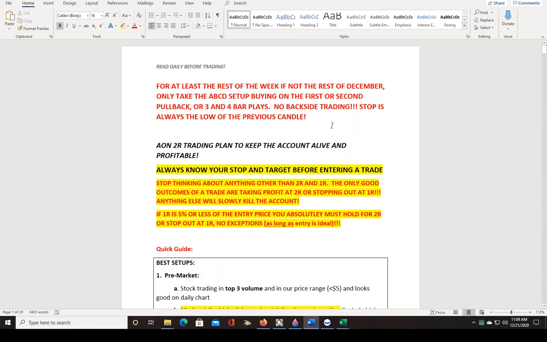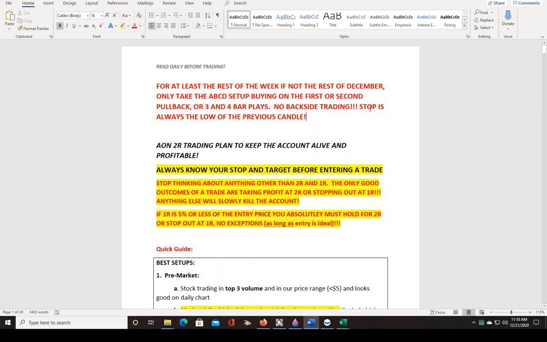And that's it. So if it's not the first or second pullback, I can't buy it. That'll keep me out of the overextended entries. And then for the 3 and 4 bar plays, I should probably add something like, coming out of consolidation or the beginning of a new direction, and then that'll keep me out of the overextended trades.